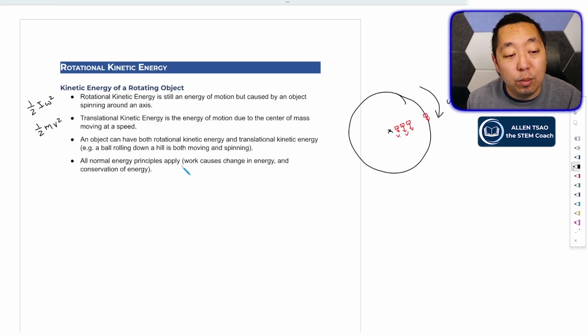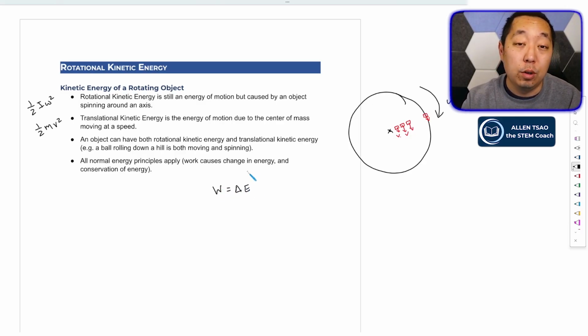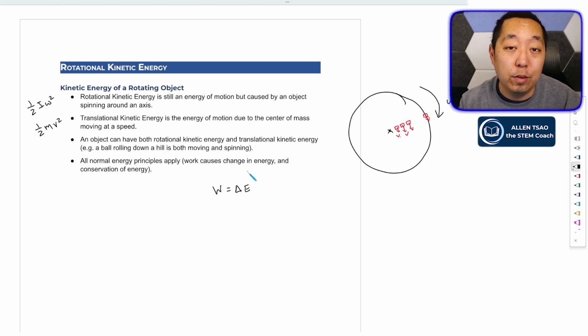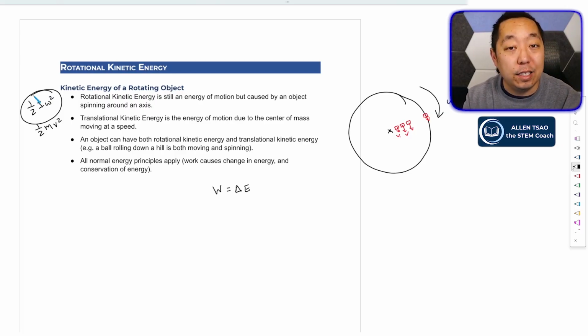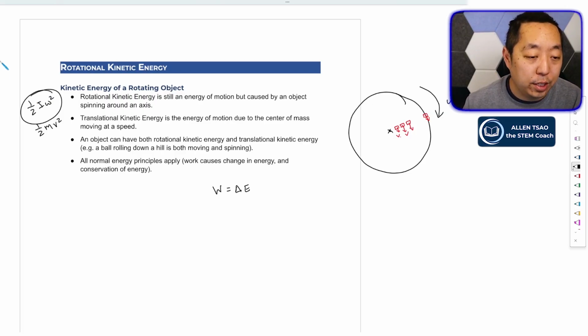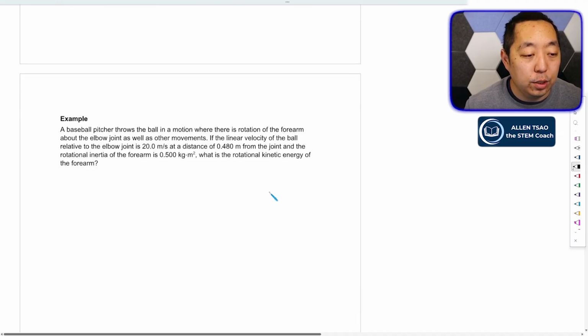We still use our normal energy principles. The problem-solving process isn't any different. We think about work being the change in energy, and we think about what forces are doing the work. So overall, our Unit 3 problem-solving process is not going to be any different. We're still going to apply it here. The only thing we're going to include is this other kind of kinetic energy, the rotational kinetic energy. So let's get into an example here.